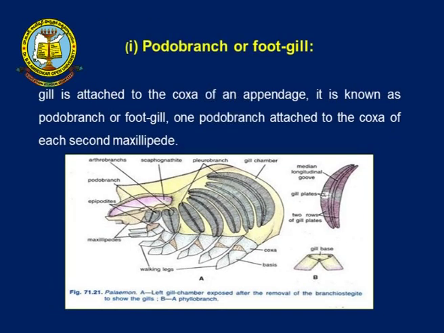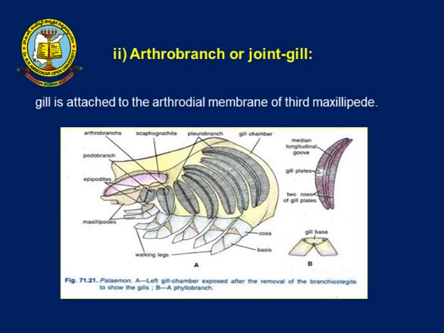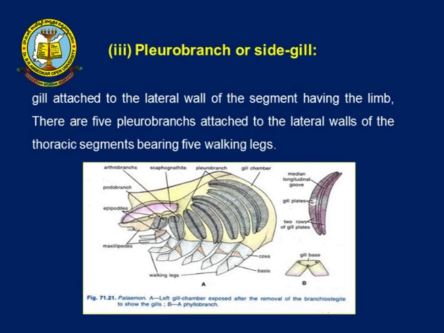The types of the gills, there are 3 types of gills that are present on the gill chambers. There is a podobranch or the foot gill, which is attached to the coxa of the appendage over there. So, the first one is a podobranch. It is known as the foot gill because it is present at the foot region, and one podobranch is attached to the coxa of each second maxilliped. Then you have the second one, that is an arthrobranch. It is attached on the arthrodial membrane of the third maxilliped. And you have the pleurobranchs, all the rest of the branchiae over there are the pleurobranchs, which are present on the lateral wall of the segment having the limb. There are 5 pleurobranchs attached to the lateral wall of the thoracic segment bearing 5 walking legs. So, near the 5 walking legs, all these pleurobranchs are attached.